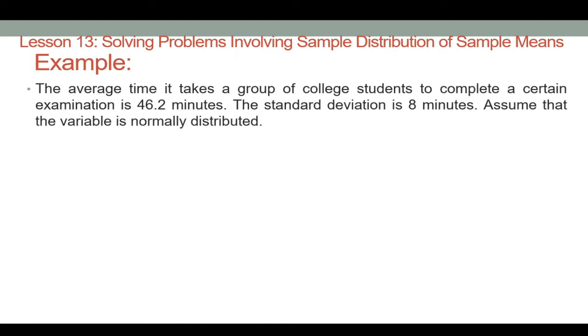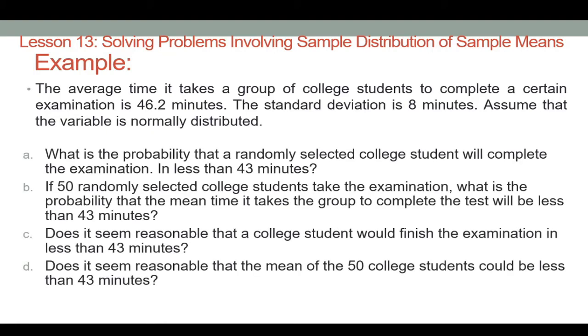For example, the average time it takes a group of college students to complete a certain examination is 46.2 minutes. The standard deviation is 8 minutes. Assume that the variable is normally distributed. Here are the 4 questions. What is the probability that a randomly selected college student will complete the examination in less than 43 minutes? Then, if 50 randomly selected college students take the examination, what is the probability that the mean time it takes the group to complete the test will be less than 43 minutes?